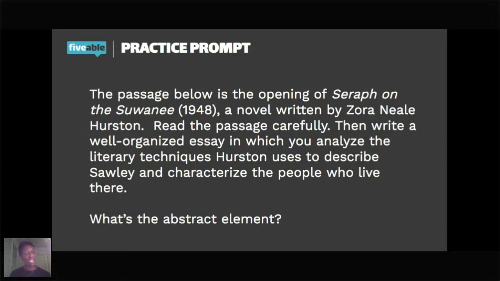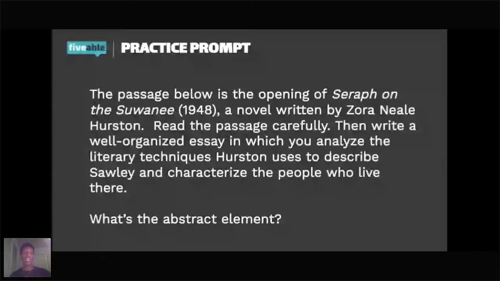Characterization. And this is a double. This is a twofer, right? Yeah, so analyzing the characters, but also how she uses techniques to do what other thing? Yes, Rebecca, to describe. Right, so we now know that we have to look for two different things, which is not likely to happen, but is a good challenge. So we're looking for literary techniques.